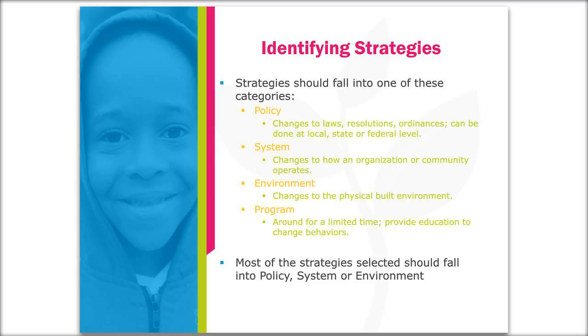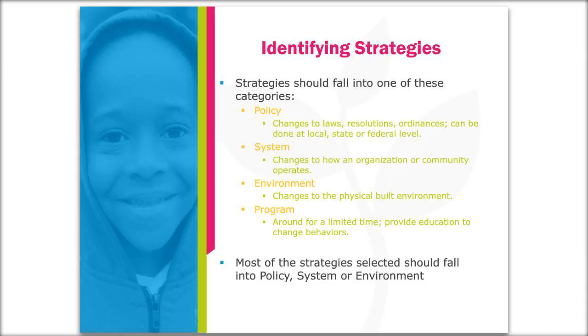Furthermore, with identifying strategies, you really want to do the ones that fall into one of these categories. So policy, systems, environmental, or programmatic changes. You guys have probably been hearing about this a lot, and this is really what we're trying to do with We Thrive. So with policy changes, these are changes to laws, resolutions, or ordinances that can be done at the school, state, or federal level. So an example of this could be a tobacco-free ordinance on all village property.